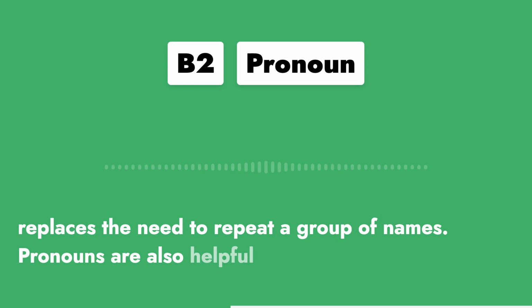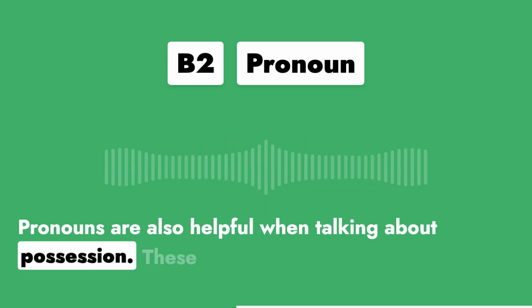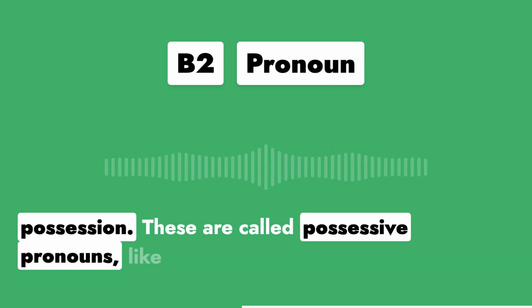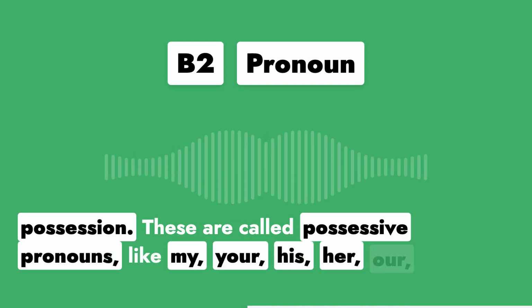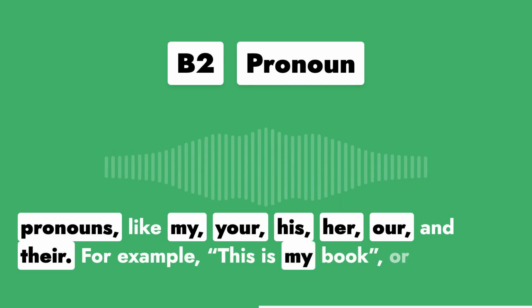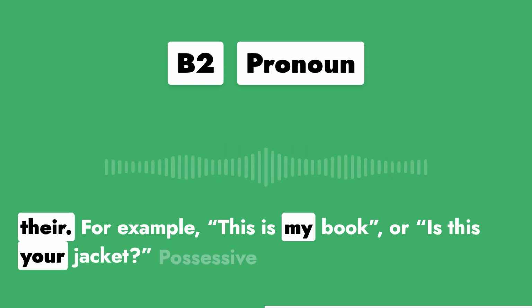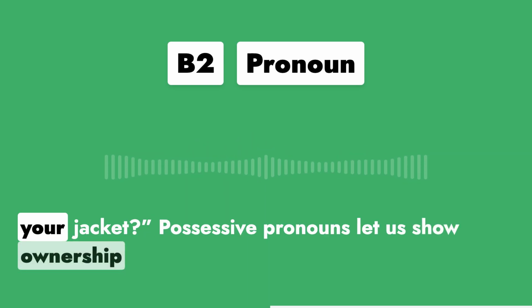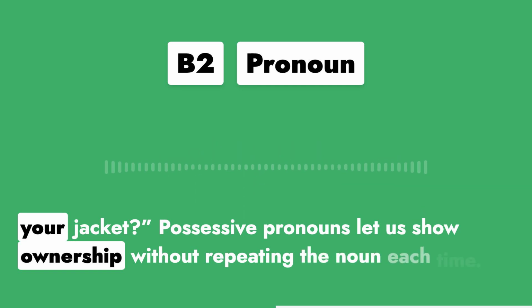Pronouns are also helpful when talking about possession. These are called possessive pronouns, like my, your, his, her, our, and their. For example, this is my book, or is this your jacket? Possessive pronouns let us show ownership without repeating the noun each time.